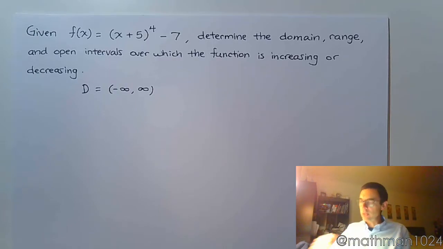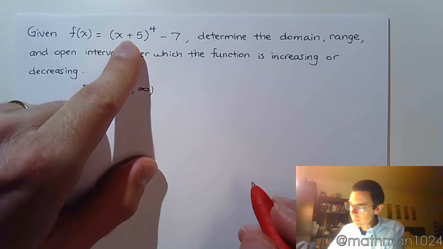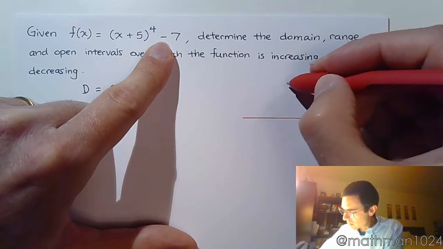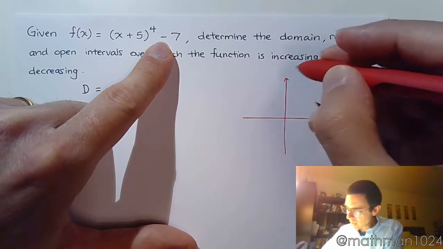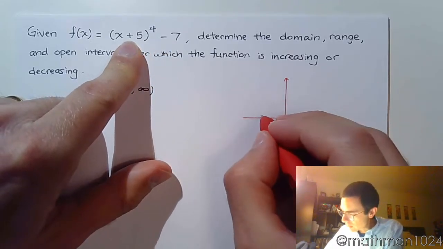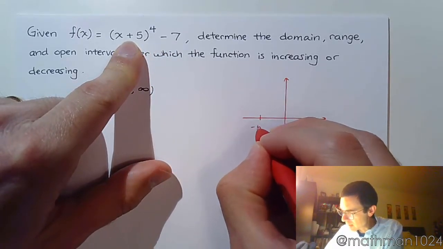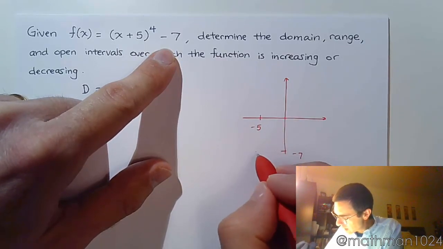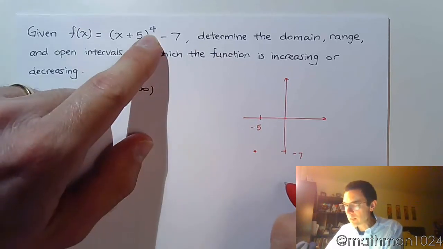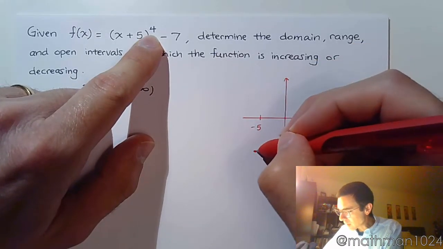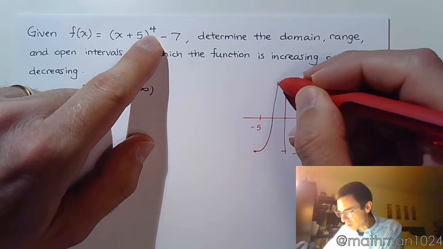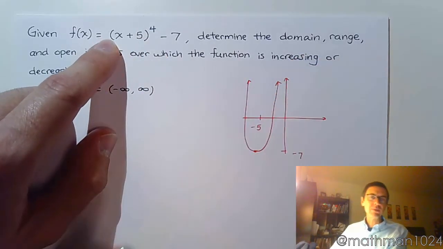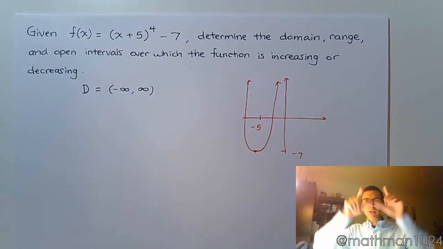And what are we doing with this? Well, this says that we're going to go to the left 5 and down 7. So over here to the side, I'm just going to do a quick sketch of this. So remember, inside you shift to the opposite side, so that's going to be -5. And then outside you do exactly what you see, so that's -7. So here's your key point. And since this is even, it's going to take on a parabolic shape-ish. Now, had there been a negative in front, it would have been the same kind of shape, but just turning upside down.